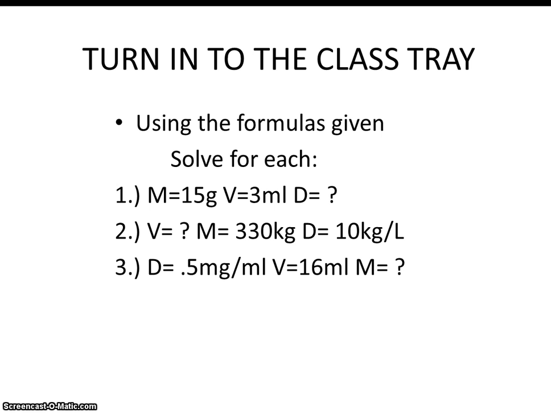And number 3, the density is 0.5 milligrams per milliliter. The volume is 16 milliliters. What is the mass? When you've completed the questions, you turn them into the class tray by Friday so I know you've done your notes. Please make sure all the notes are filled in up to this point.